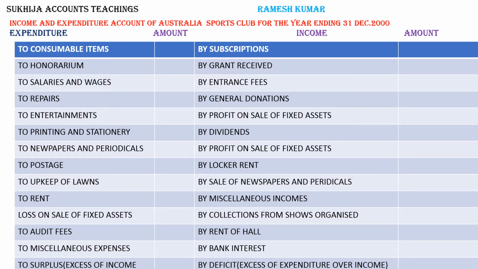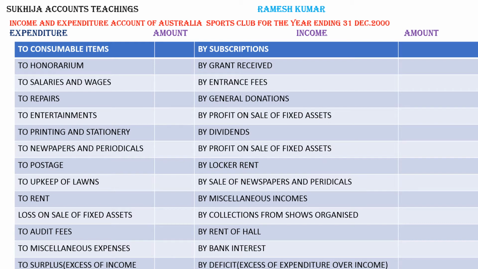Then to surplus, excess of income over expenditure. Here we don't write net profit, we write either surplus or deficit. If the income side is more, expenses are less, we are having surplus. If the expense side is more, income side is less, we have deficit.